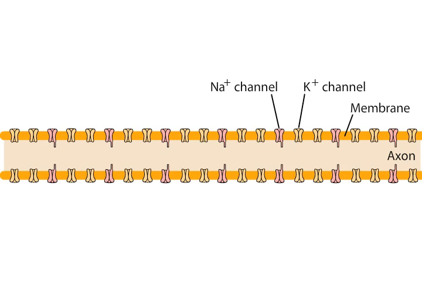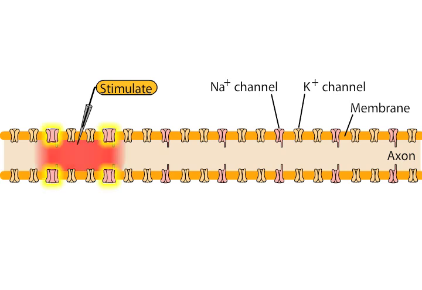A depolarizing stimulus, a synaptic potential or a receptor potential in an intact neuron, or an injected current pulse in an experiment, locally depolarizes the axon, opening the voltage-gated sodium channels in that region. The opening of sodium channels causes inward movement of sodium, and the resultant depolarization of the membrane potential generates an action potential at that site.